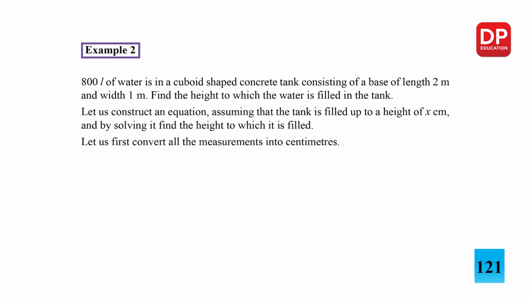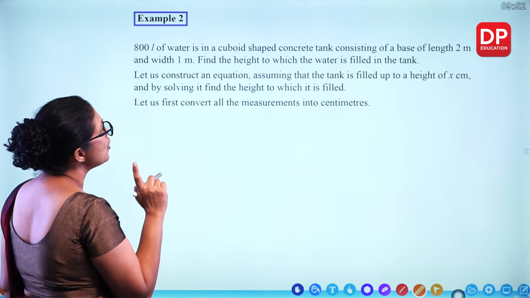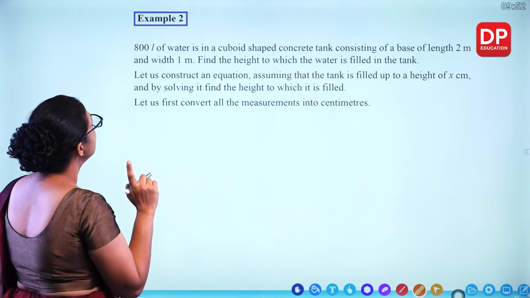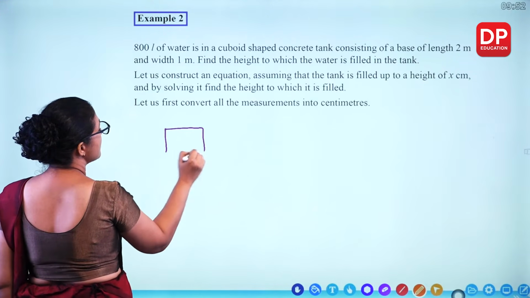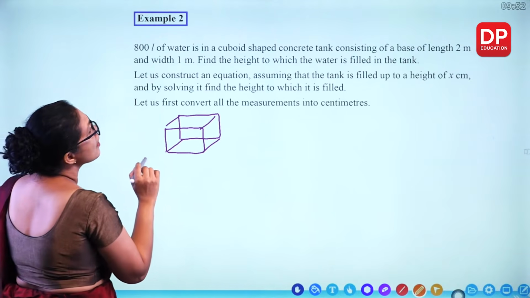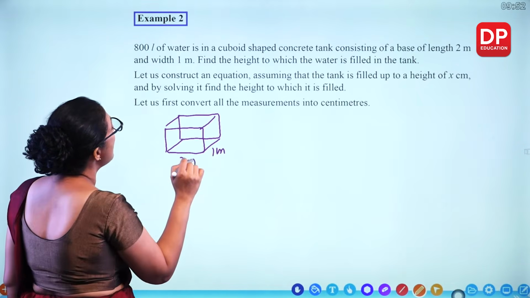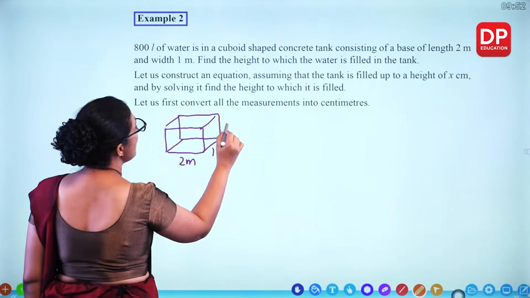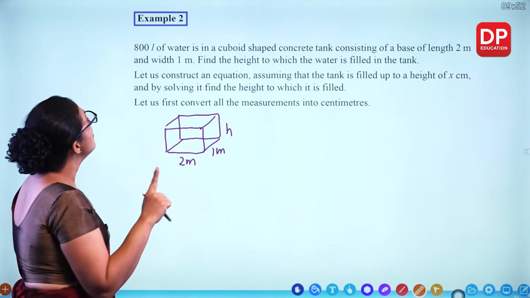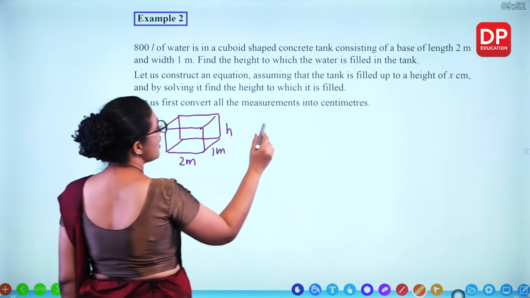Example number 2. 800 liters of water is in a cuboid shaped concrete tank consisting of a base of length 2 meters and width 1 meter. Find the height to which the water is filled in the tank. So this is another cuboid shaped tank, 2 meter length, 1 meter width, and you're asked to find out height when the volume of water is 800 liters. So we'll find out the height.